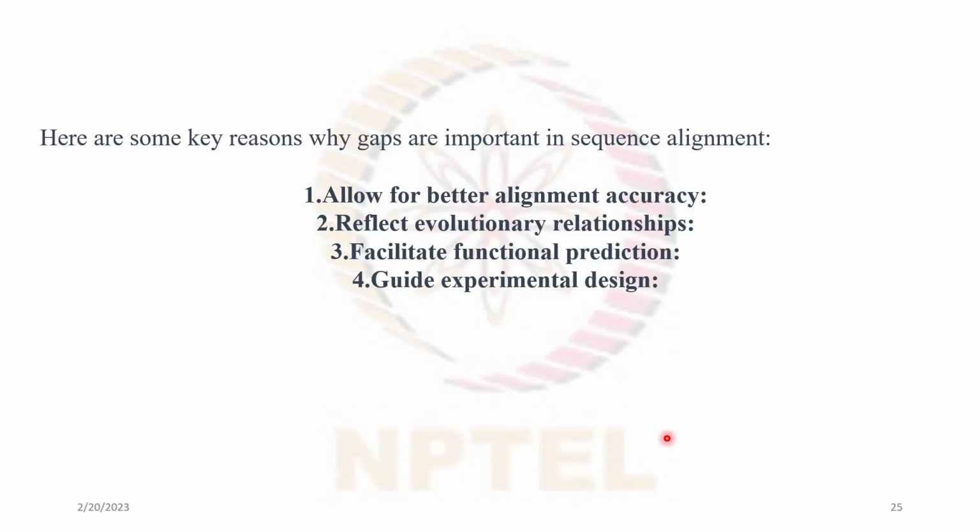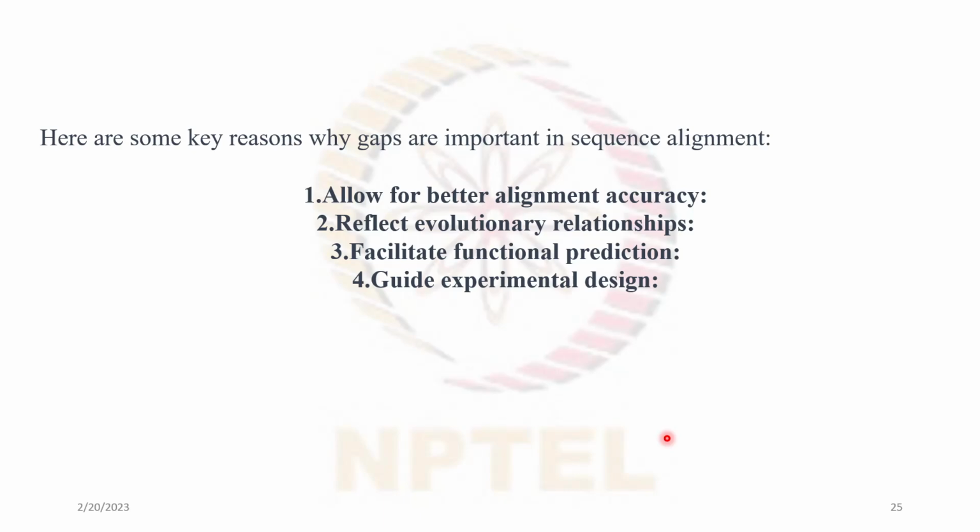The gaps can help accurately to align two sequences that have different lengths or that contain regions that do not match perfectly. So how do they help to align sequences that have different lengths? By inserting gaps in one or both sequences.